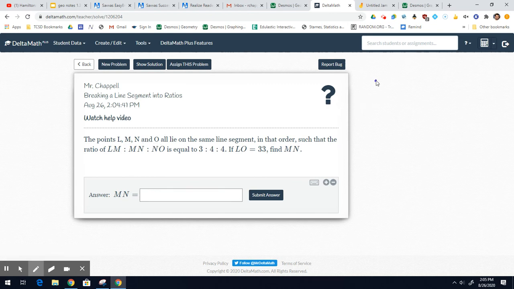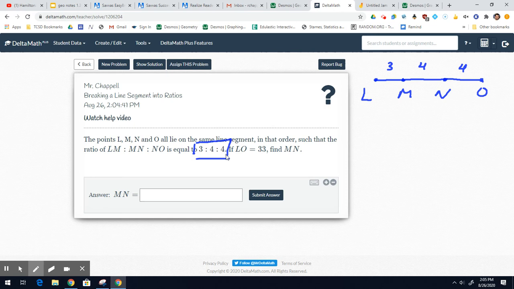So again, this is L all the way to O. And then again, I'll just put M somewhere and I'll put N somewhere. Now, it gives us this ratio breakdown, LM to MN to NO. I'll make these points a little bit bigger. So the ratio is 3 to 4 to 4, based off of this ratio right here. If you're not familiar with ratios, colons can be used to separate numbers in a ratio.